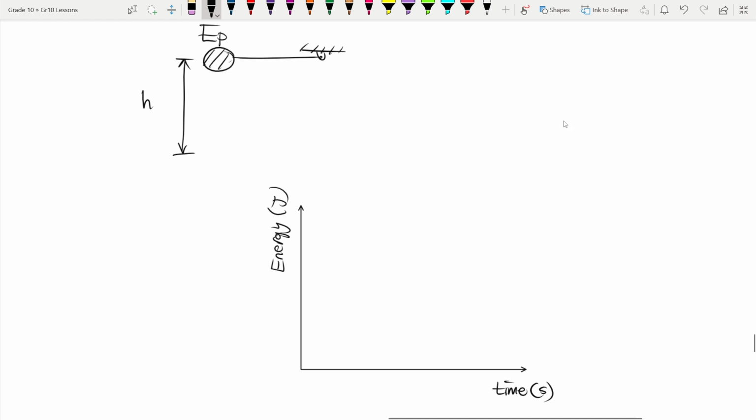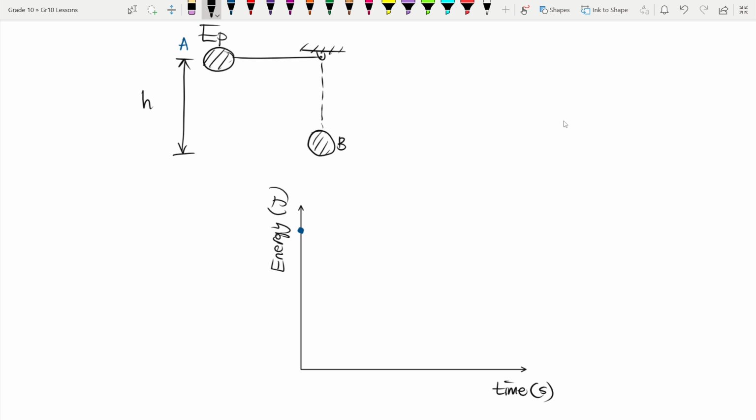So if I plot the value of energy for this thing at that point, I'll call it point A, it's going to be at a maximum. That is all the energy that this thing can have. I'll use a blue pen for this. It's this energy, I'll say EP for this case. And then I'll go all the way to this point, and I'll call this point B.